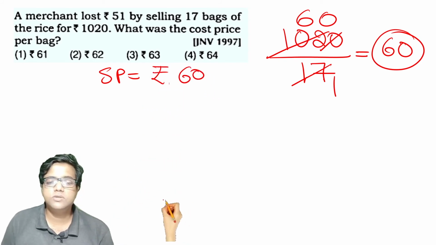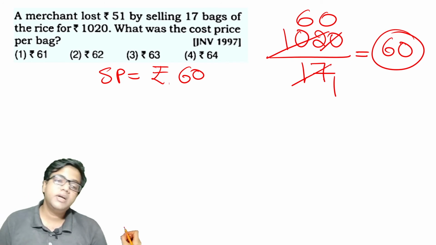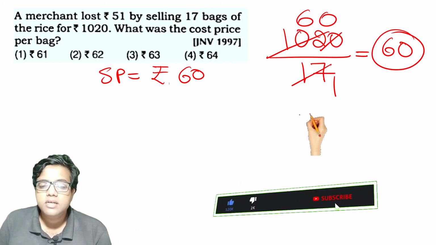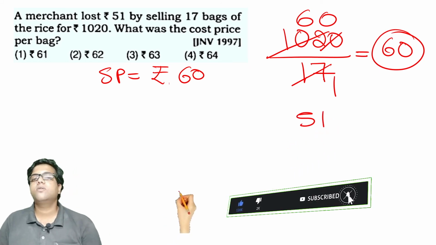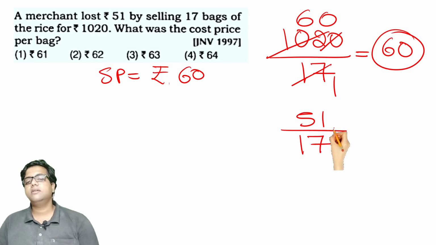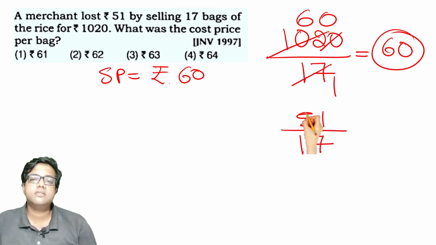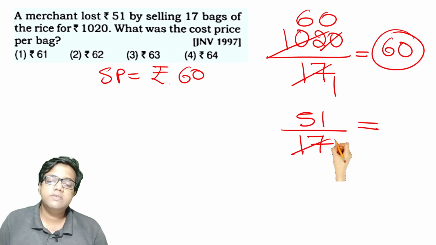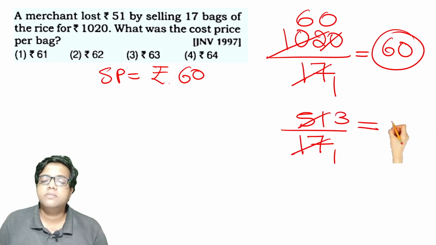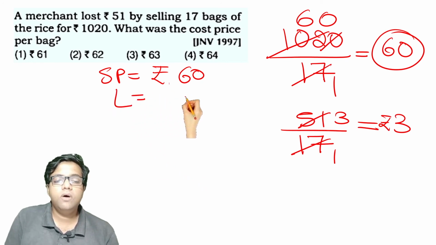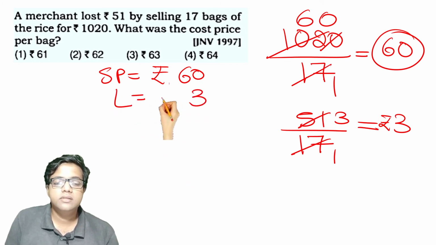Selling price is 60 rupees. Very well. And he made a loss here. What is the loss he made? He made in total 51 rupees loss. For 17 bags, he made 51 rupees as the loss. For each bag, what is the loss here? 17 ones are 17, 17 threes are 51. So 3 rupees is the loss for each bag.